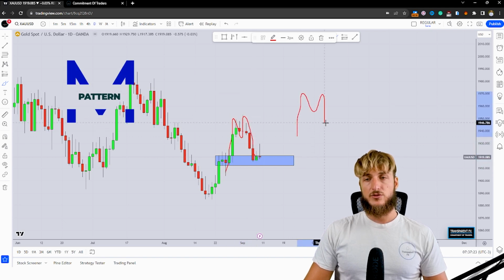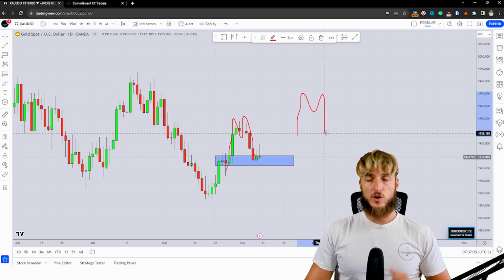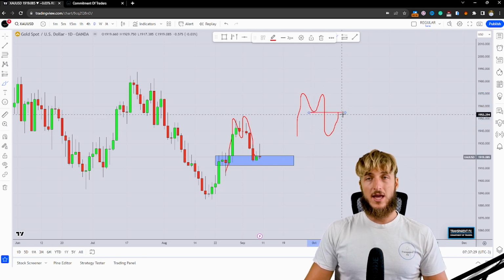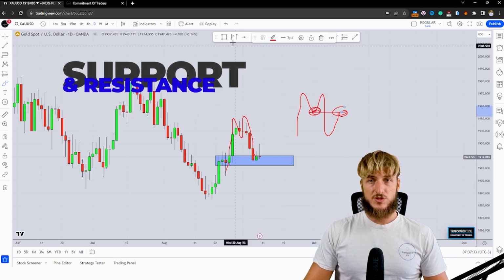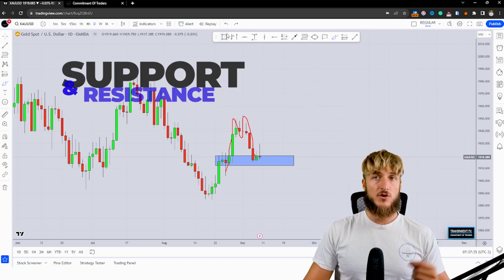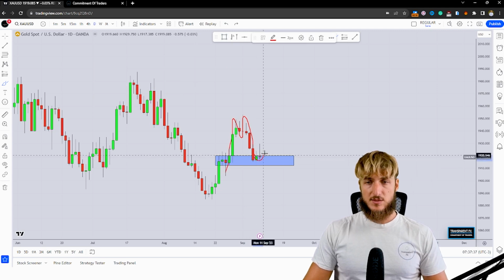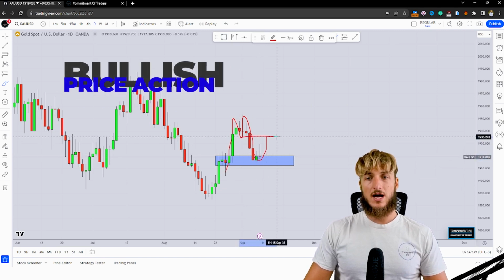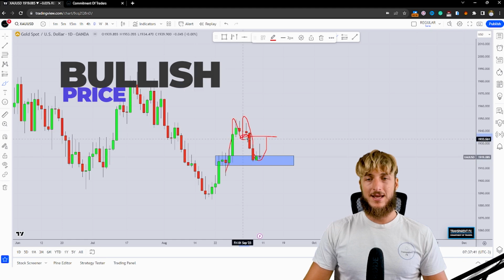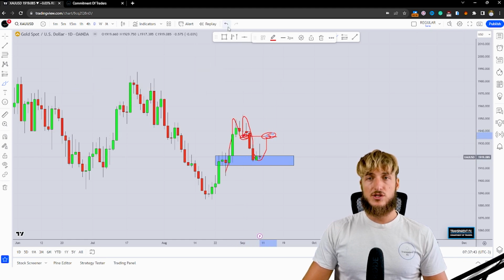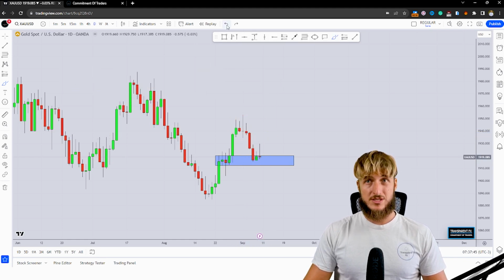And in general, after the creation of an M pattern, what we could expect is a potential rejection to the upside for the completion of the M pattern at the neckline, which is the previous support turned resistance. So here in the daily time frame, what we could expect is a potential reversal to the upside for a completion of this M pattern at the neckline, which is this previous support here turned resistance.